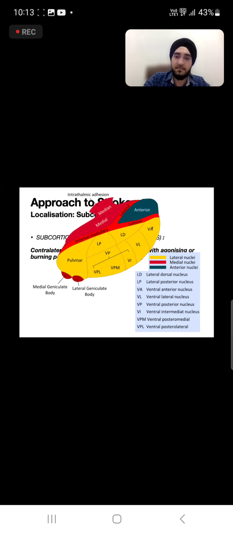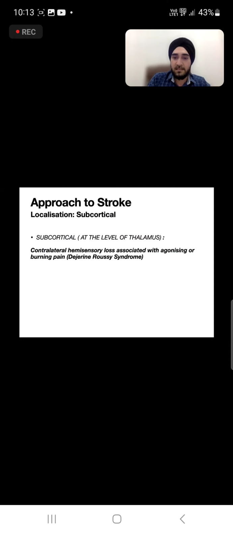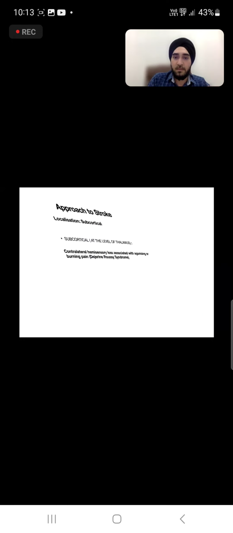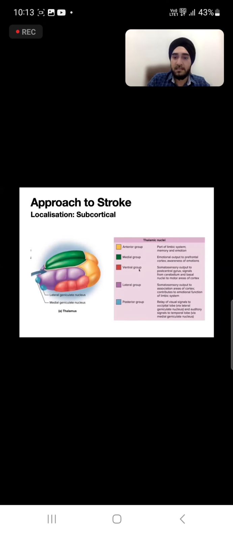Lateral part is further subdivided into ventral, lateral posterior, dorsal, and pulvinar. So let's not get into the details. Just understand this thing about the major chunk. When we talk about the major chunk of thalamus, this yellow part is the major chunk of thalamus. The lateral and the ventral group have somatosensory output to the post-central gyrus or to the association area of the cortex. That is the reason why in thalamic stroke, we always think about sensory deficits.